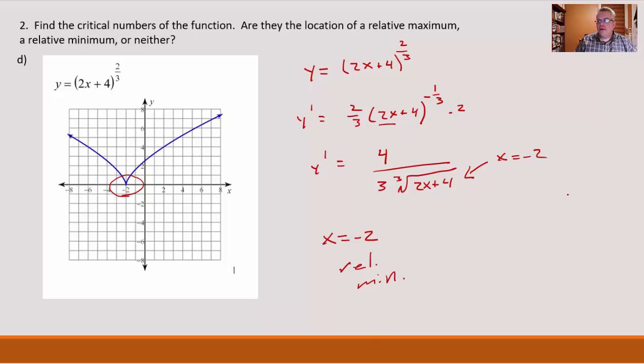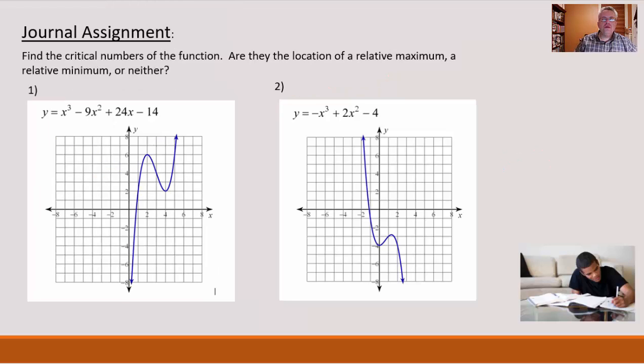Okay, so hopefully you're okay with the vocabulary we discussed in this video, and what a critical number is and how to find it. Here are two for you. So we have two polynomial functions. Derivatives exist everywhere for both of these functions. You have to find the critical numbers and then look at the graph and tell me, are those critical numbers relative maximum, relative minimum, or neither? Good luck.